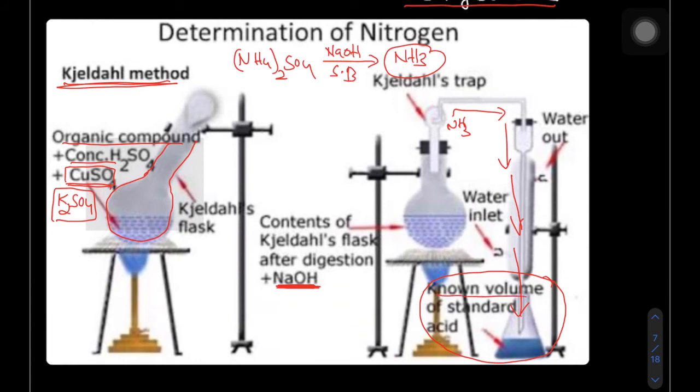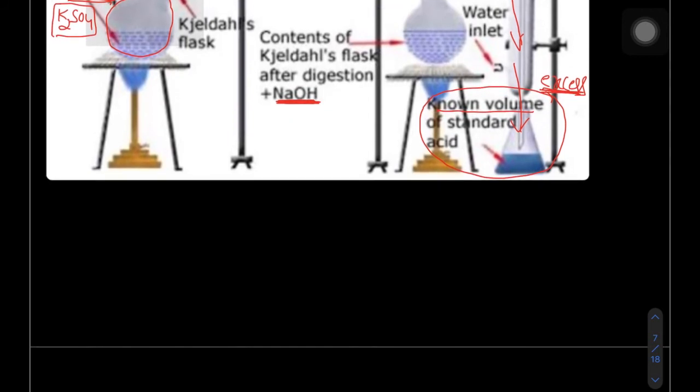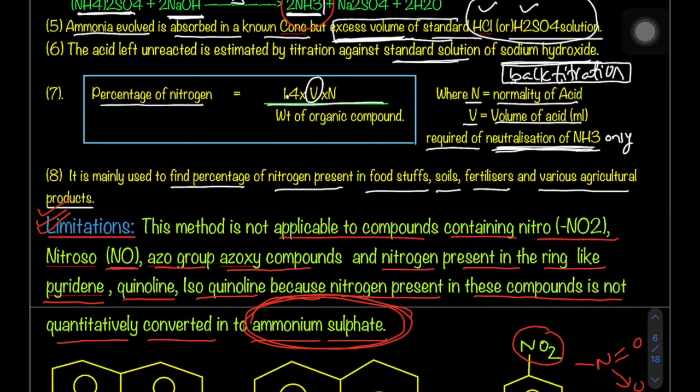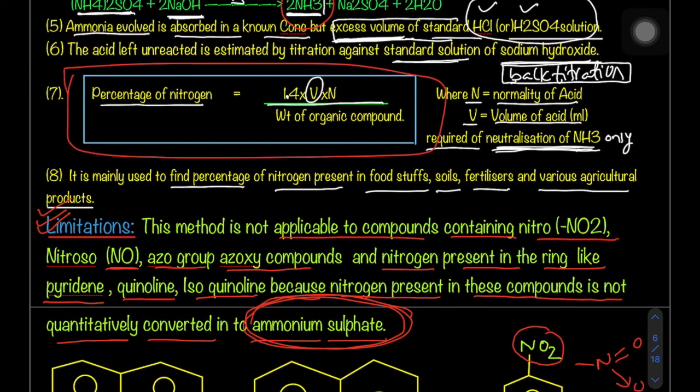This is a standard solution of acid. Here we are writing known volume, but we have to take an excess of sulfuric acid or hydrochloric acid. Now with the help of back titration, we can find exactly how much sulfuric acid or hydrochloric acid is required for the neutralization of free ammonia. We can calculate. Now here some calculations are there. So how do we calculate with this formula?